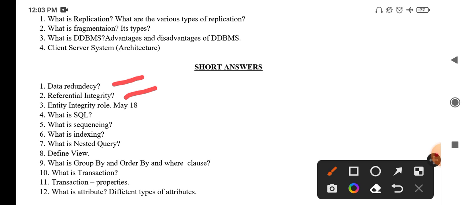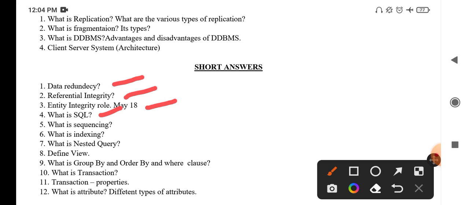Next, go to the concept of referential integrity. You know already what is the meaning of referential integrity? It is related to the foreign key concept. You have to explain about the foreign key concept here. The next question is entity integrity rule. So we have to write about the entity related concepts.